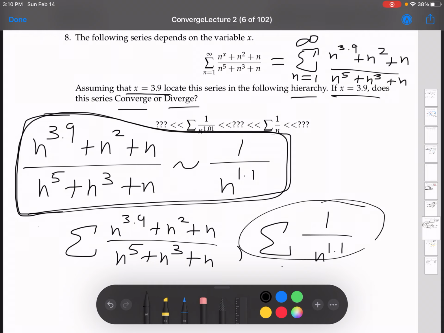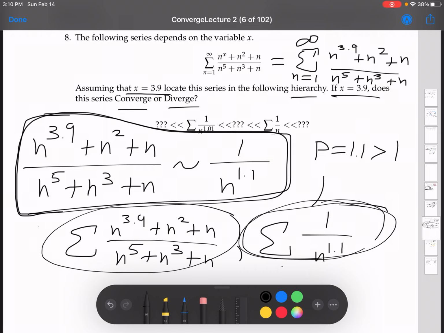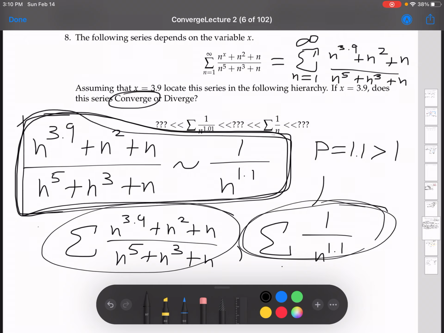This again is a p series with p equal to 1.1, which is bigger than 1, and p series with p bigger than 1 converge. So since this converges, we know that this converges. And so we have convergence. We also know that because of this fact, they both sit in the same place in the hierarchy.